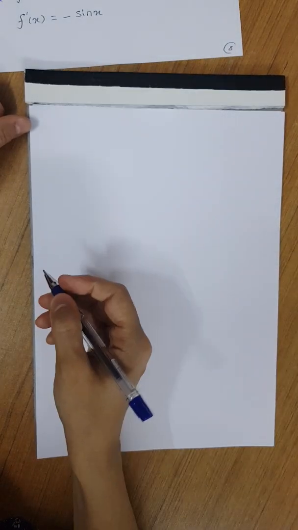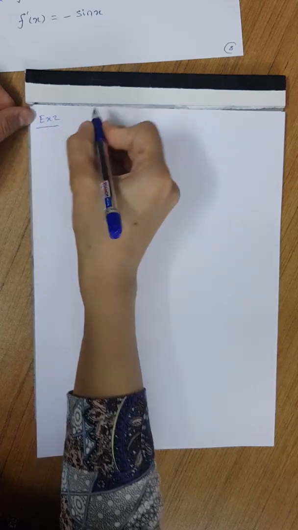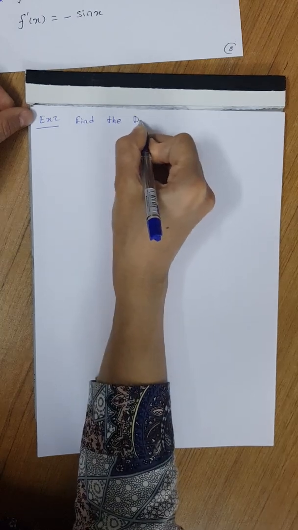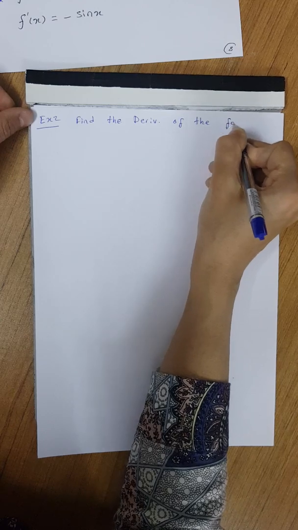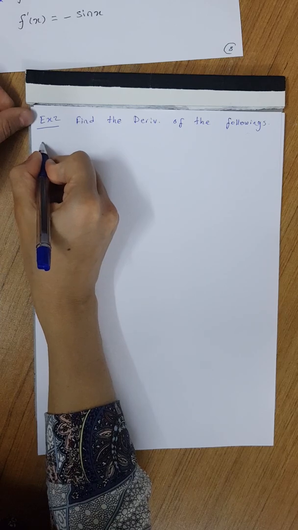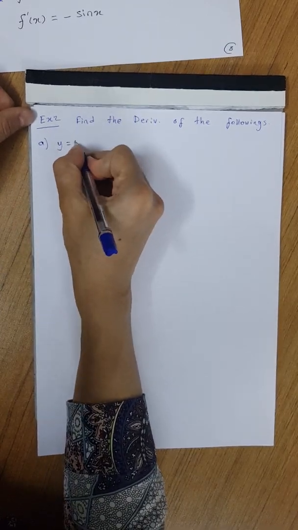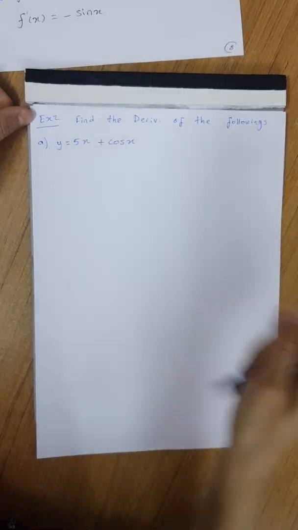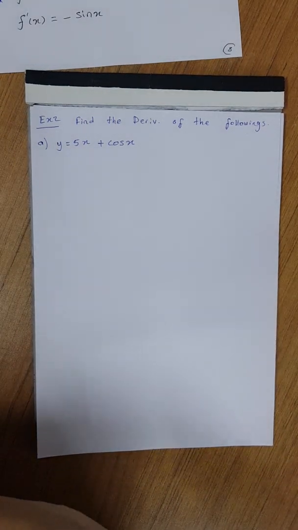The second example that we have got, example 2 from the lecture notes. Again, it says find the derivatives of the followings. What do we have? The first one, we have got y is equal to 5x plus cosine of x. How do you find the derivative of this one?